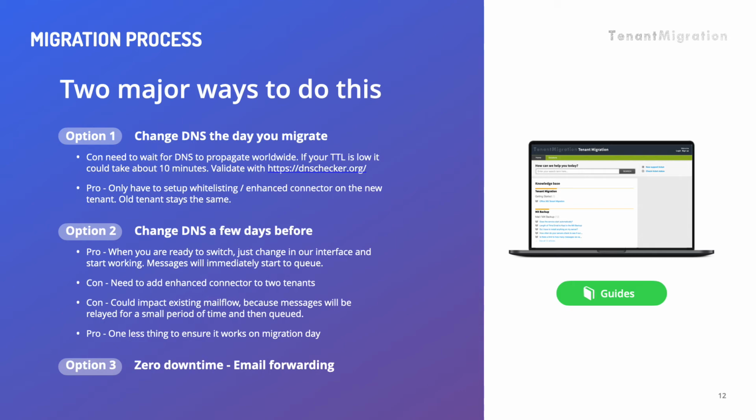We publish a pretty comprehensive guide at support.tenantmigration.com, but really the overview is you're going to be changing your MX record. You're going to allow our system to queue those messages for you, and when you are ready to accept those emails, you need to make sure that you've whitelisted our IPs on the receiving server.